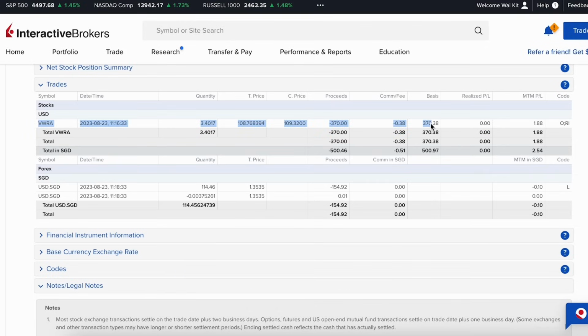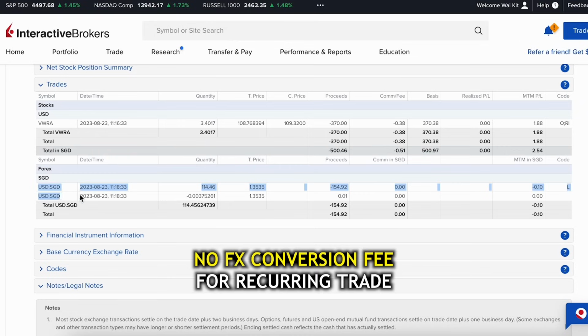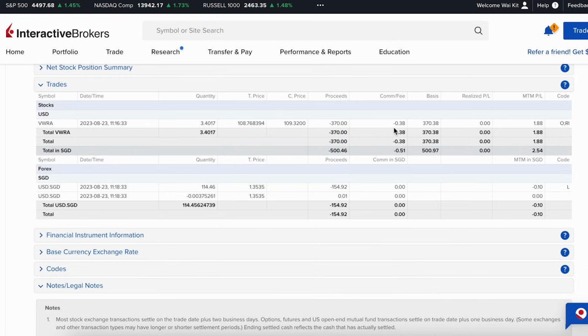Now the superior thing about IBKR Recurring Trade is that there is no conversion fee to convert from Singapore dollars to US dollars. In fact, I only had Singapore dollars and a few US dollars inside of the account, but they will auto convert for me. And now that I could buy fractional shares of VWRA, I don't have to worry about the rounding.